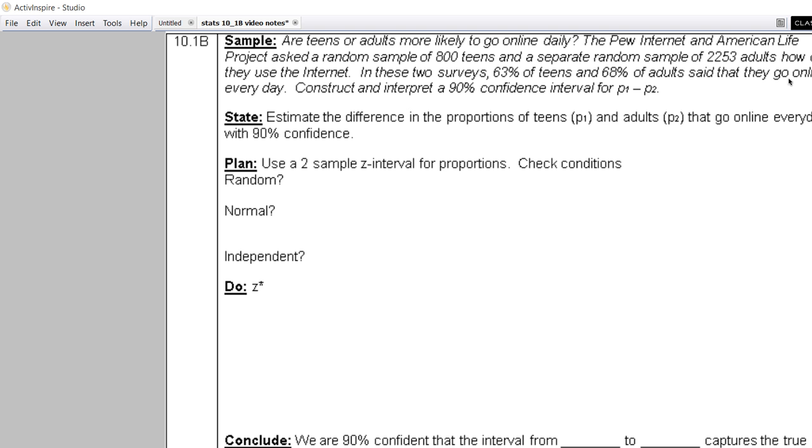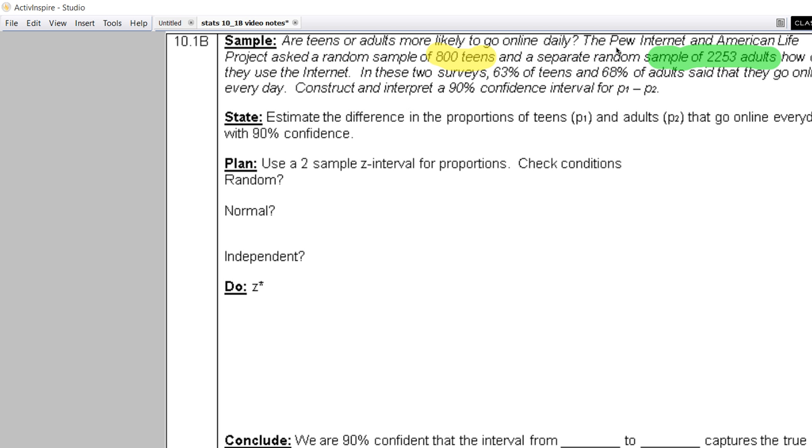So now we're going to go ahead and we're going to look at a sample problem. Are teens or adults more likely to go online daily? The Pew Internet and American Life Project asked a random sample of 800 teens, and a separate random sample of 2,253 adults. So one of the reasons why there's more adults is that it's easier to sample adults than it is teens, because teens, legally, you have to get parental permission to be able to actually survey a teen.